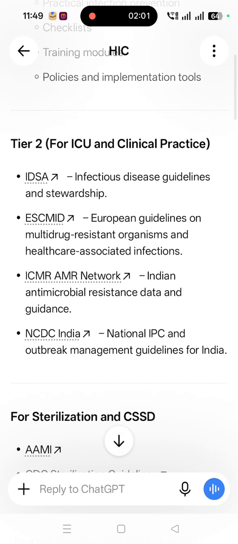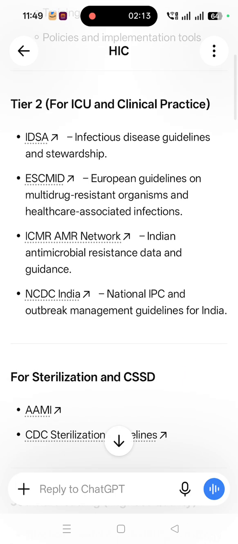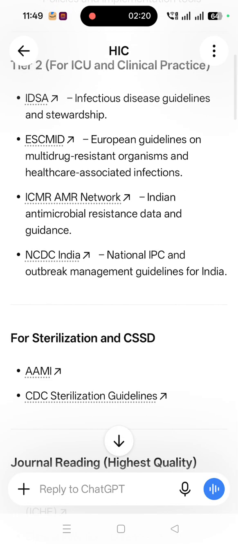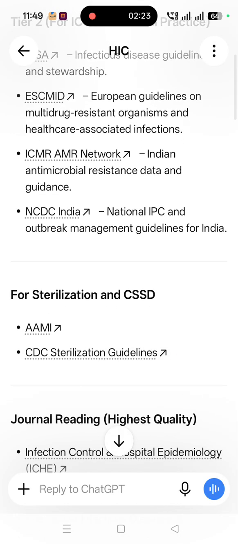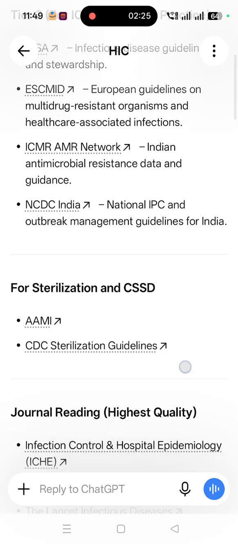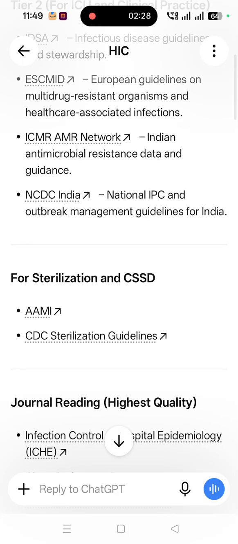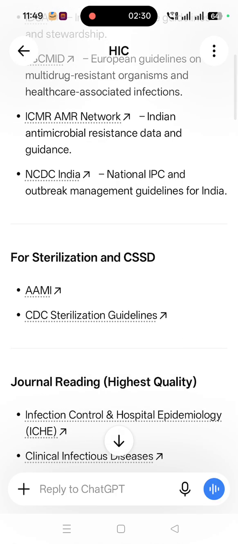Then tier 2 is for ICU and clinical practice. There you can go to IDSA, that is Infectious Diseases Society of America, for guidelines and stewardship. ESCMID, that is European guidelines, can be checked on multi-drug resistant organisms and healthcare associated infections. ICMR AMR network is there. This is from India. Indian antimicrobial resistance data is given, and guidance is given for antimicrobial stewardship.